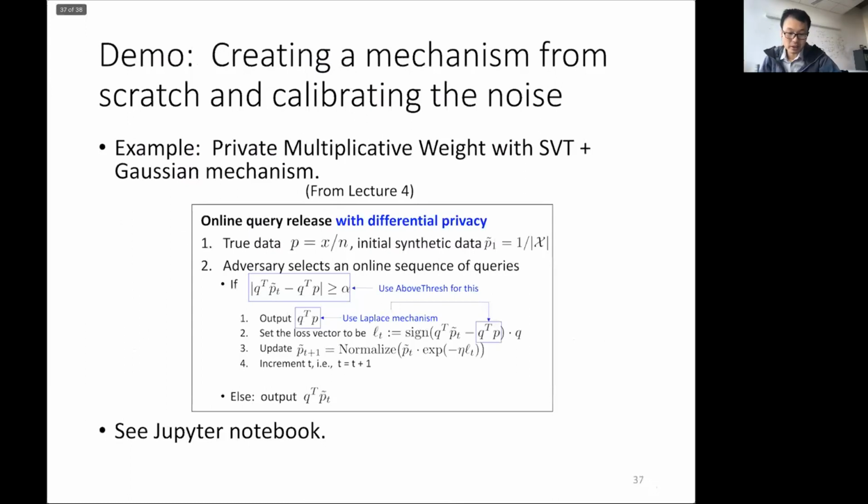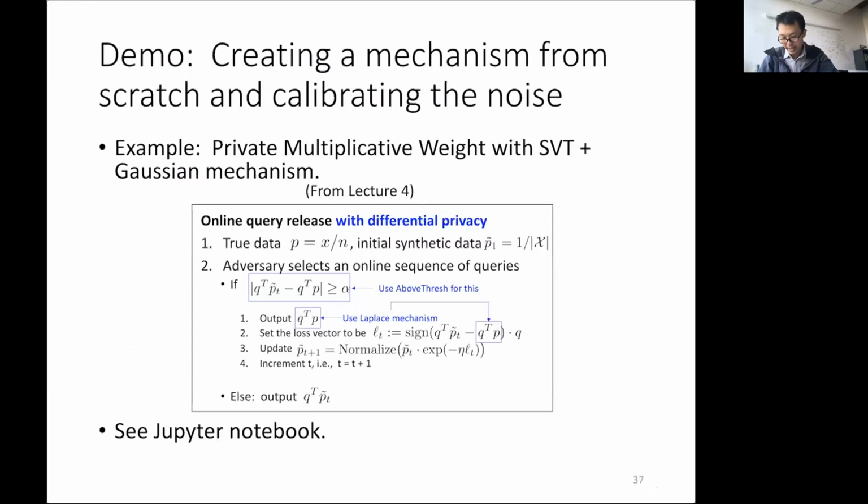For the remainder of the lecture, I think I just have maybe 10 minutes left. So I'll give you a demo of how to create a mechanism from scratch by looking at a Jupyter notebook. The example I'm going to give is the example that we've learned in a previous lecture. I think this was from lecture 4 or lecture 5.